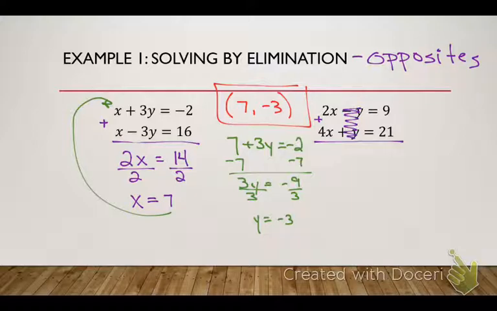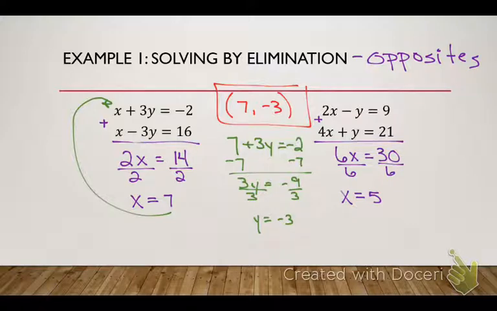What's 2x plus 4x? 6x. What's 9 plus 21? 30. Okay, and now what would I do to both sides? Divide by 6. X equals 5. Now that I have my x term, how can I find y? Plug it back in. Doesn't matter which one. Plug it back in, and now you solve for y on your own. And I'm going to come check.